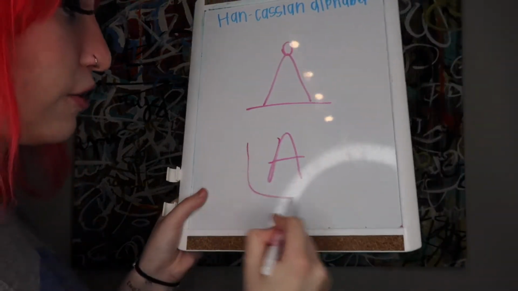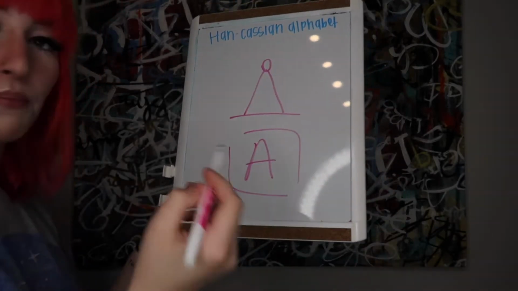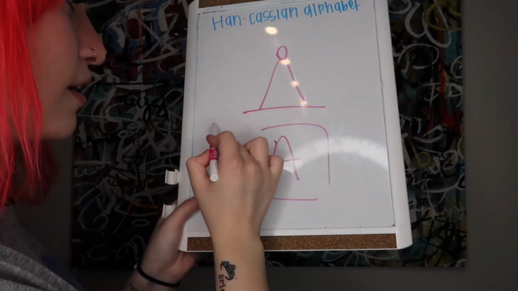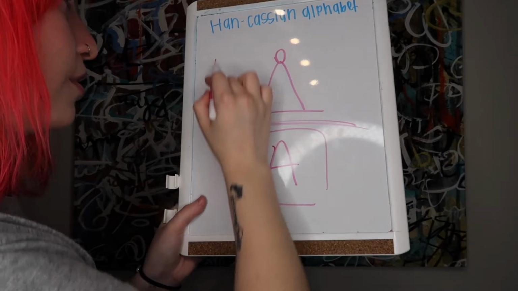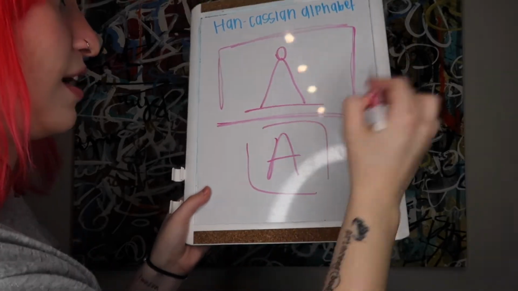From this letter A, the American A, we have made this for the Han and Cassian alphabet. That's generally how we made our entire alphabet. We drew the American alphabet, and then from that we drew around it, gave it a little bit more of a personality, and that's how we got it.